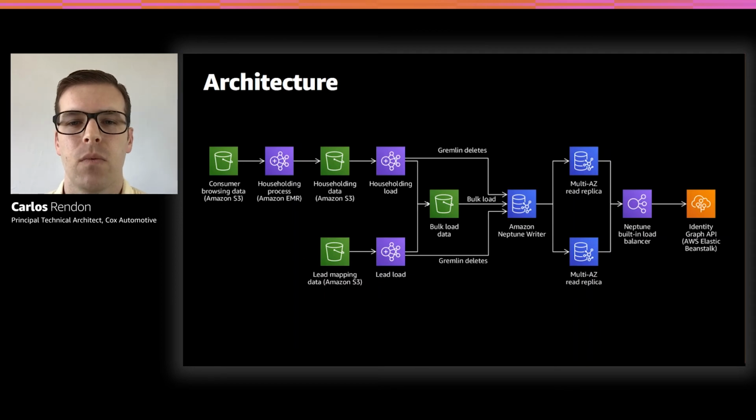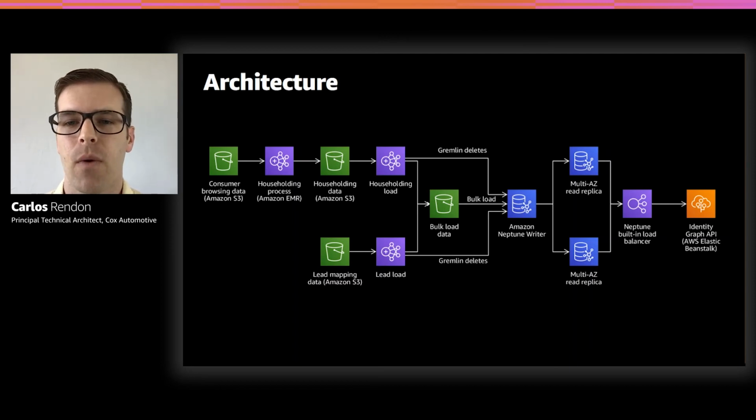In the blue, we have 3 boxes. Those are our 3 Amazon Neptune servers in a cluster. You'll see that we have a writer node that we run all of the writes to, and you can see there's 2 read replicas that are conveniently automatically placed in multiple availability zones. In front of that, Neptune automatically handles load balancing to all of the read replicas.